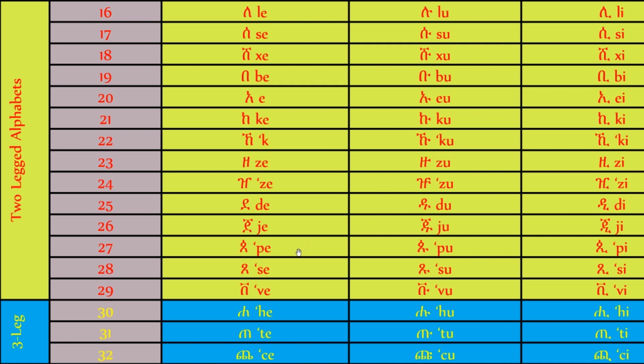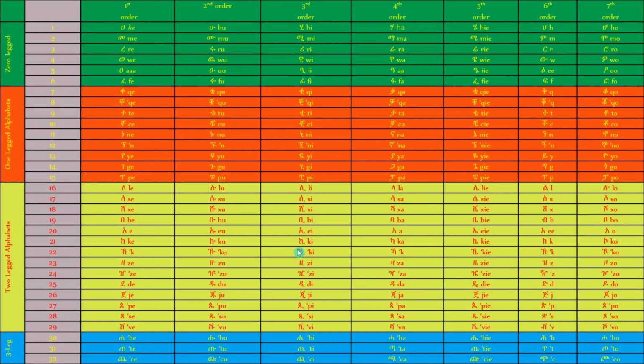As we have already seen, there are 32 basic letter sets and 7 orders. So this means we have a total of 224 basic letters. We came to this number by multiplying the basic letter sets, which is 32, by the number of orders, which is 7.